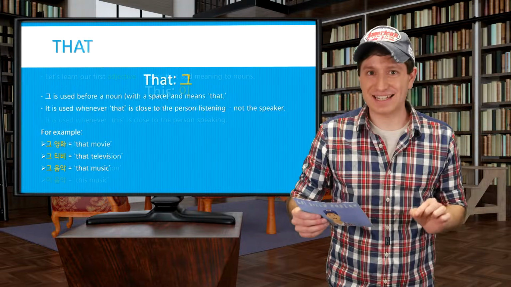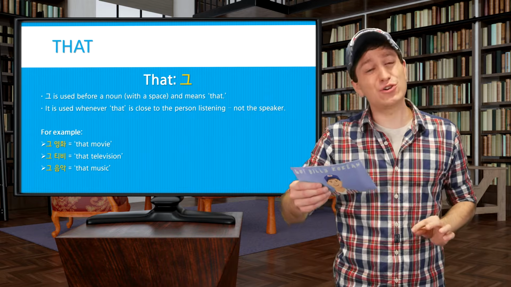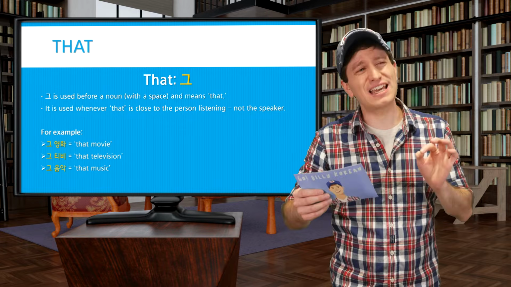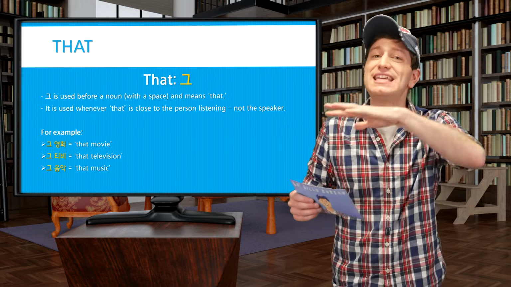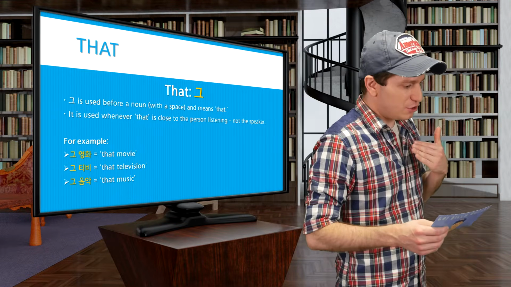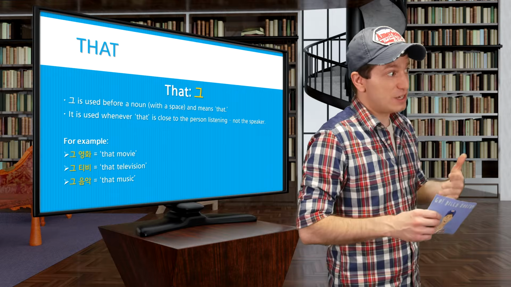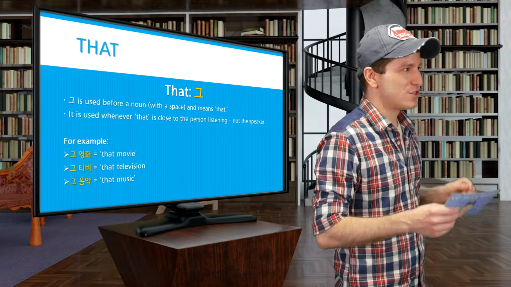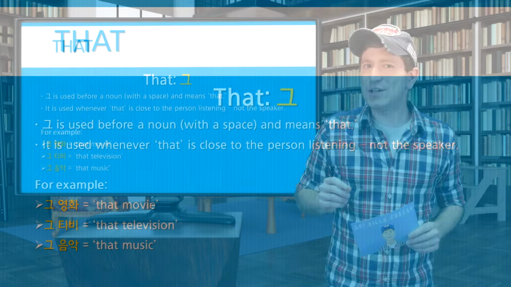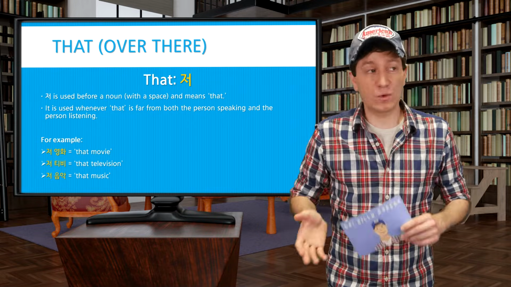Next we have that, 그. Now 그 is also used before a noun in the same way and means that. But here it's used for talking about something that is close to the listener, not the speaker. So anytime you're talking about something that's not close to you but close to the listener, that, you can say 그 and then the noun. So here are some examples. 그 영화, that movie. 그 TV, that TV. 그 음악, that music.